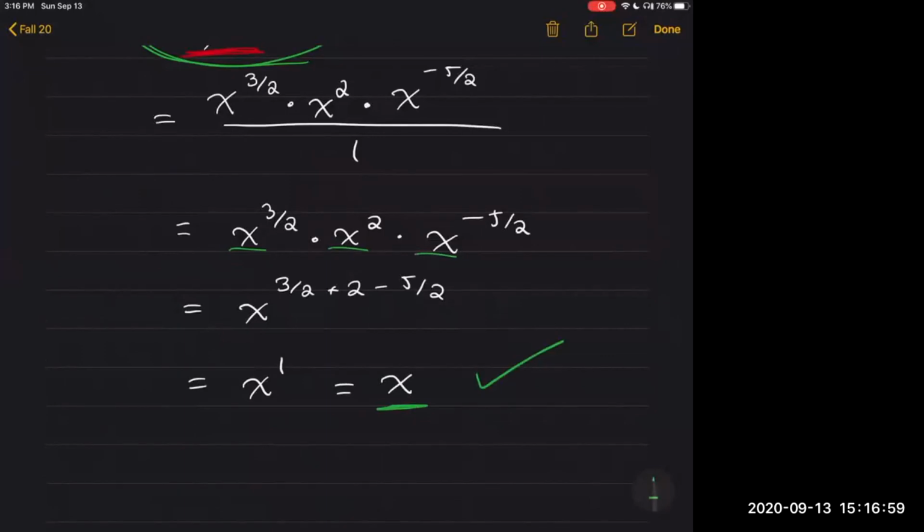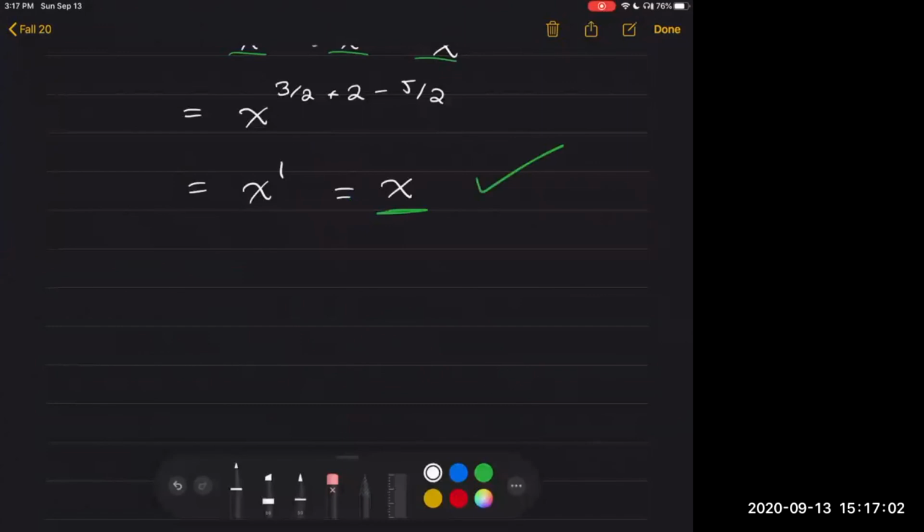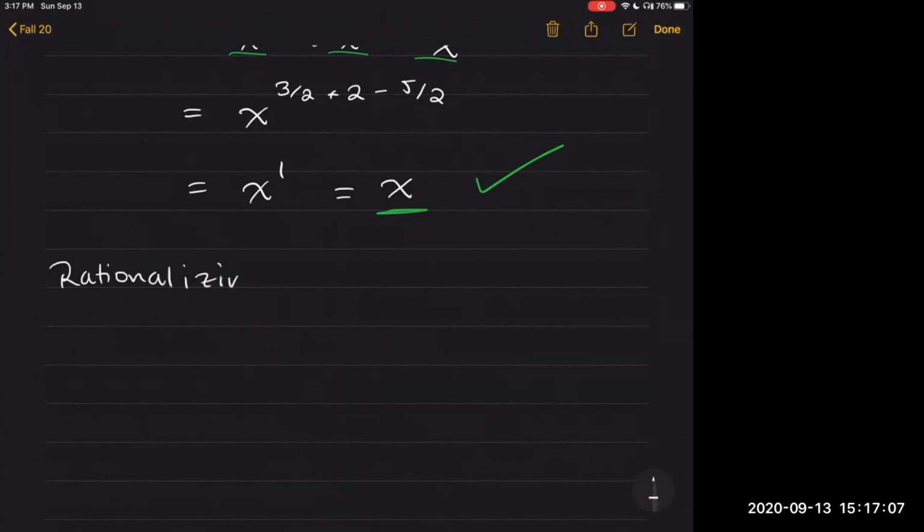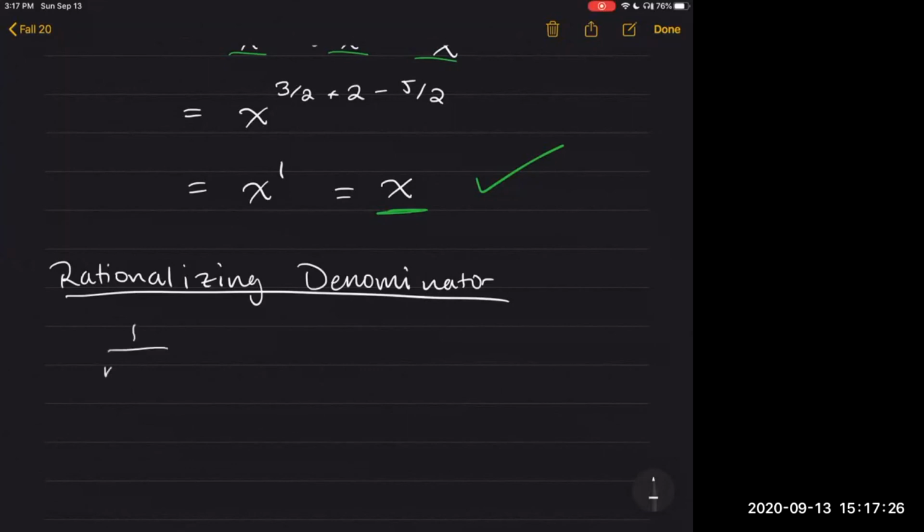The last thing I want to talk about today is rationalizing the denominator, which most of you should have seen. But I just want to review it so we make sure we're all on the same page. So rationalizing the denominator is the process by which we take something that looks something maybe like this, where we have like the nth root of x on the bottom, and we want to move this up here in a way so that the bottom doesn't have any roots in it.